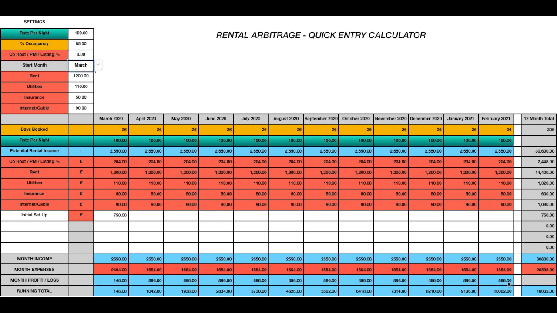And we're going to make 10,000 profit. 85% occupancy, $100 a night. The calculator is now showing a profit at the end of the year of $10,002.